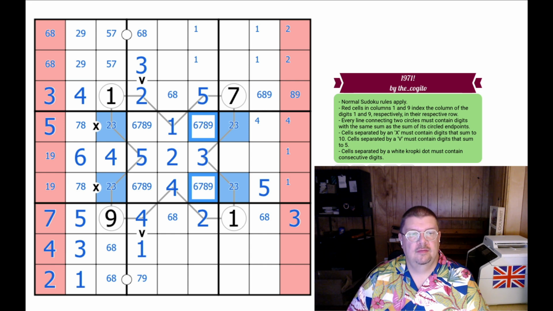Where do I look next? There must be a 2 right here. I can't put a 2 here because there's a 2 there, and there's a 2 there, so that must be the 2 by Sudoku.